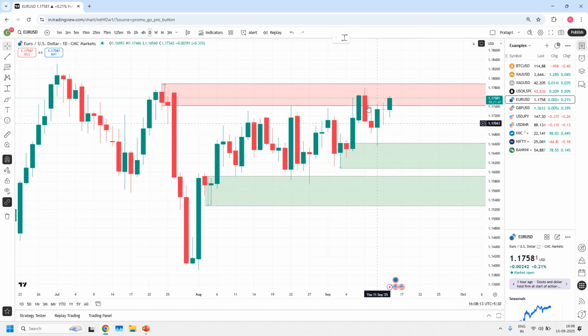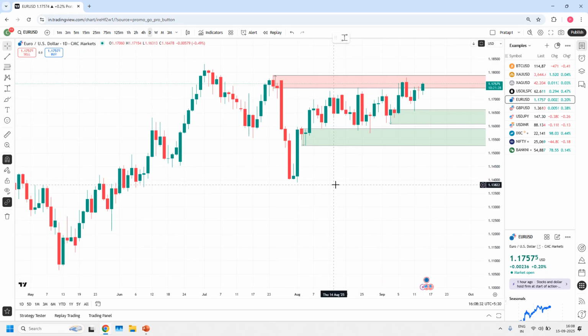This demand zone until here, from here it reached up to here. It again pushed the prices up. So demand is getting stronger in this area. Because this demand is already there, new demand is created again. That is how you should understand.